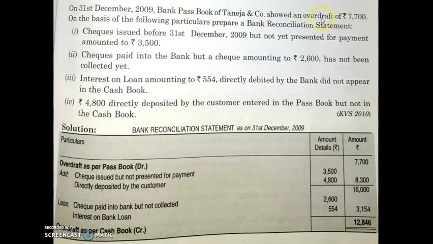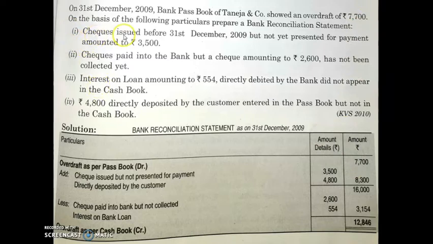It's overdraft as per bank passbook. So you can write over here, overdraft as per passbook. Passbook overdraft means it's a debit balance. If cash is there in the passbook, then it is a credit balance. If it is overdraft, then passbook is a debit balance. And write the amount in the amount column, 7,700, which is given in the question. Okay, now let's move to each of the items.